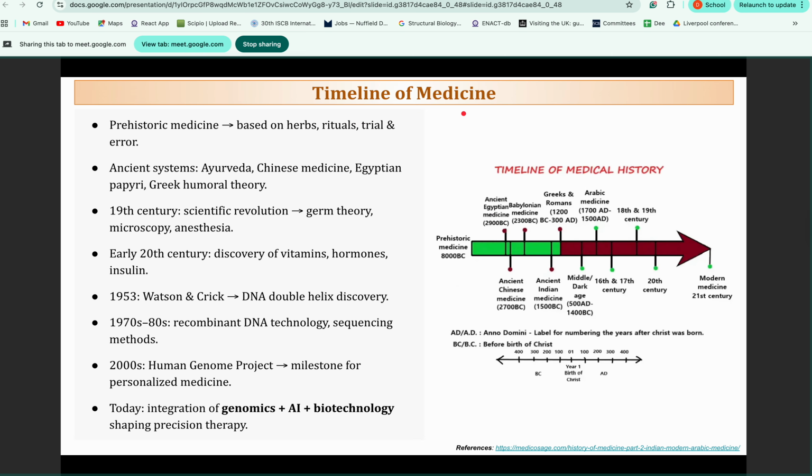So this is the timeline of medical history, how it began. There was prehistoric medicine, which was based on herbs, rituals, and trial and error. Primitively, when no properly documented medical system was present, whenever people suffered from any disease, they used to take some herbs and then see whether it would bring about some positive effect or not. On the basis of trial and error, they used to take what we cannot call drugs, but those herbs, in response to different disease states.